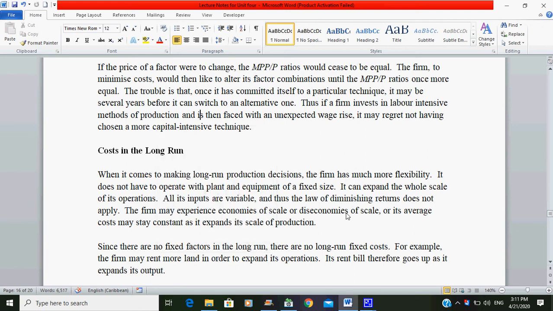Look at costs in the long run. Good afternoon. Welcome back to this video clip. We look at costs in the long run now.